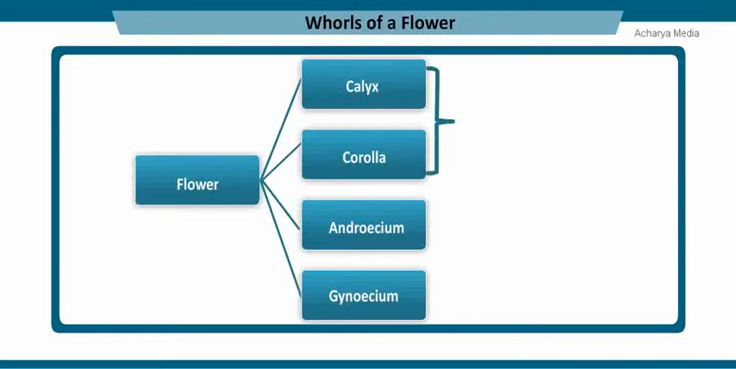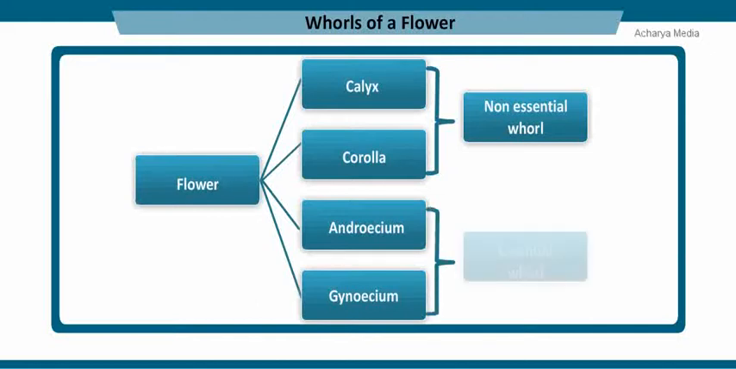Calyx and corolla are said to be non-essential whorls because they have no role in the reproduction. Their function is to protect the flower at bud stage. Androecium and gynoecium are said to be the essential whorls of a flower because these parts are involved directly in the sexual reproduction. Essential whorls, namely the androecium and gynoecium, possess the male and female gametes, so they play a major role in the sexual reproduction.